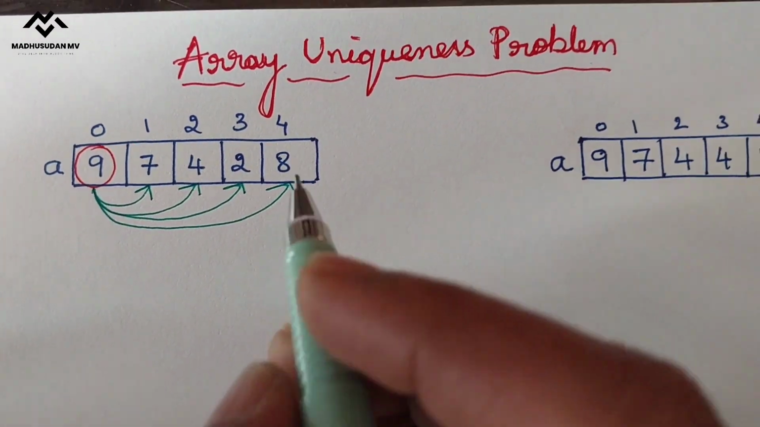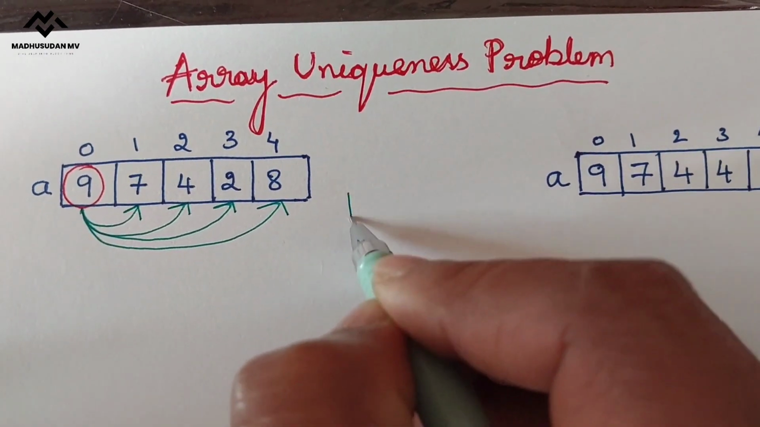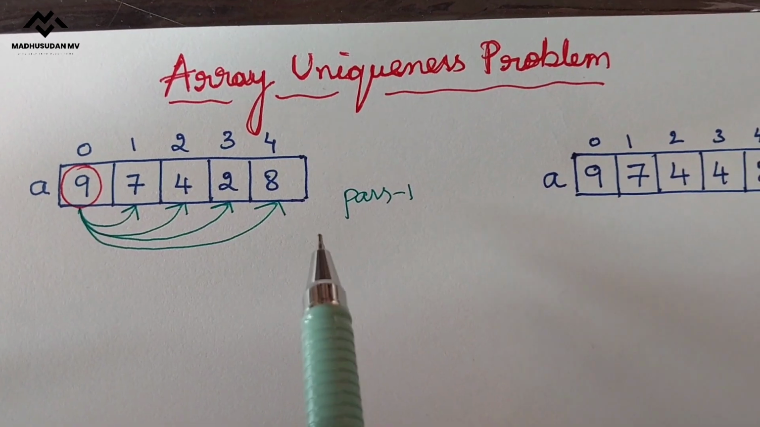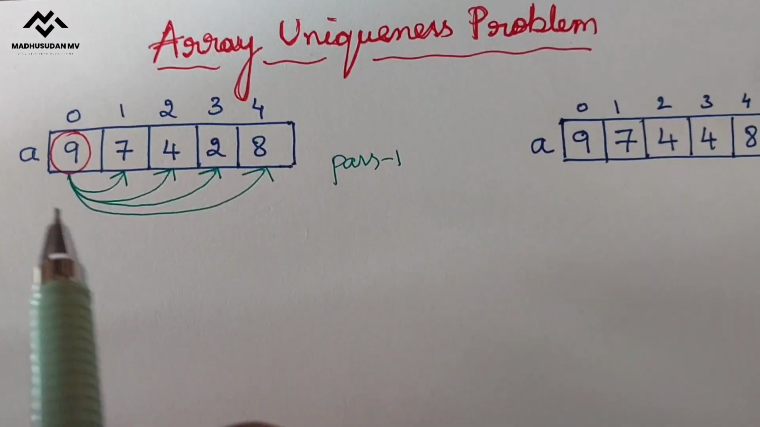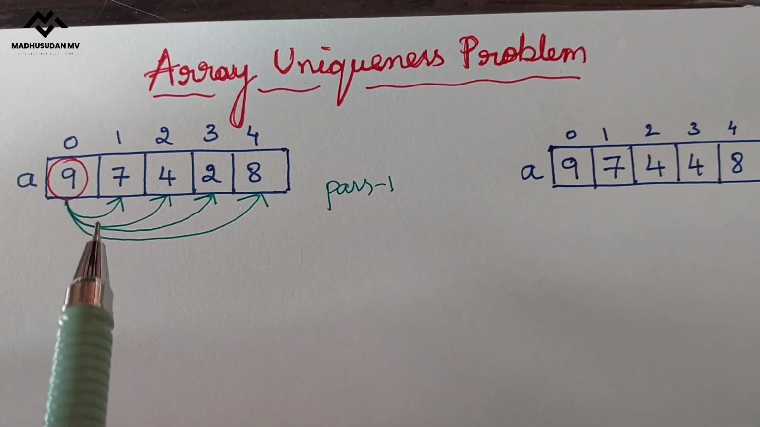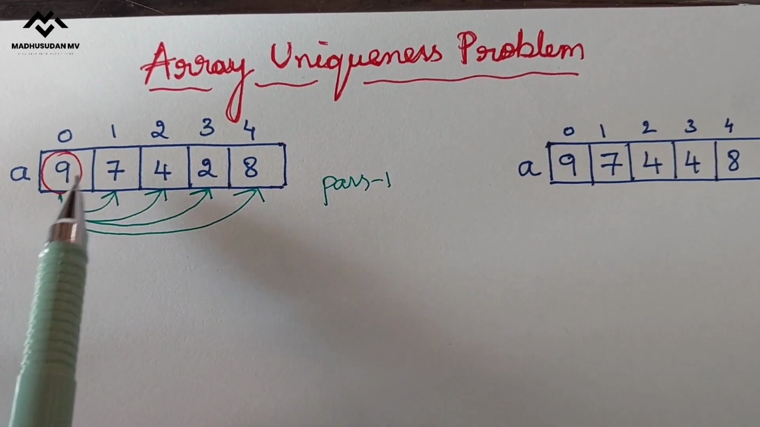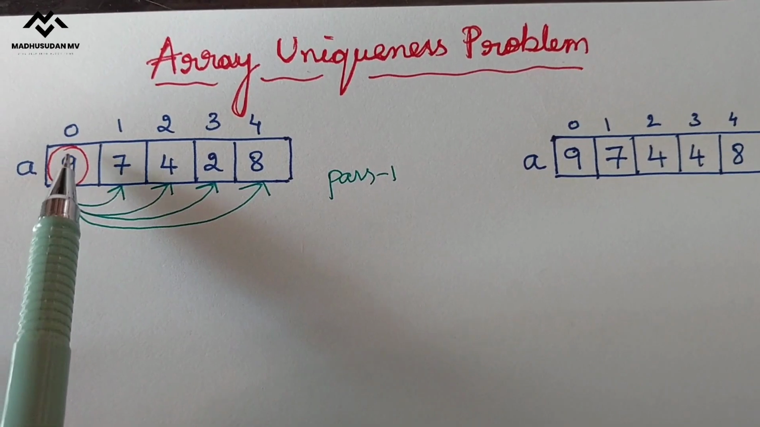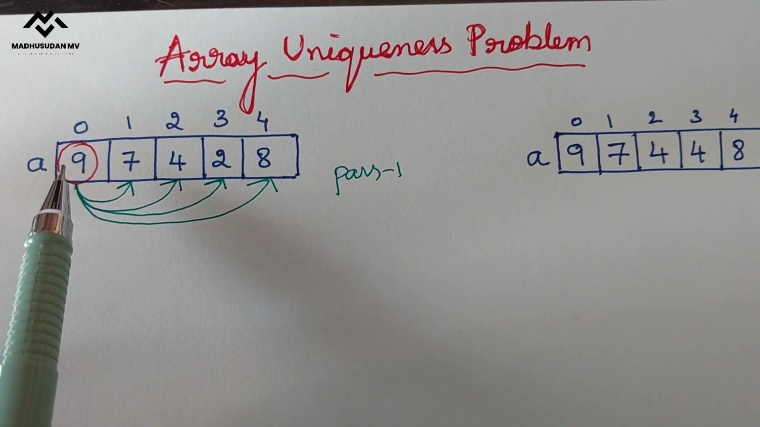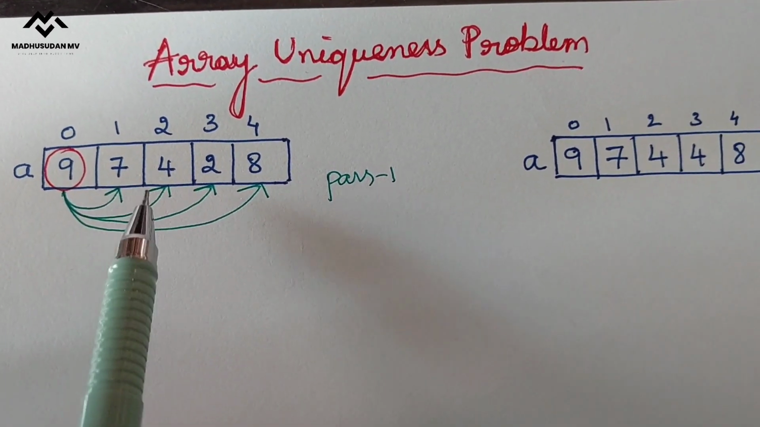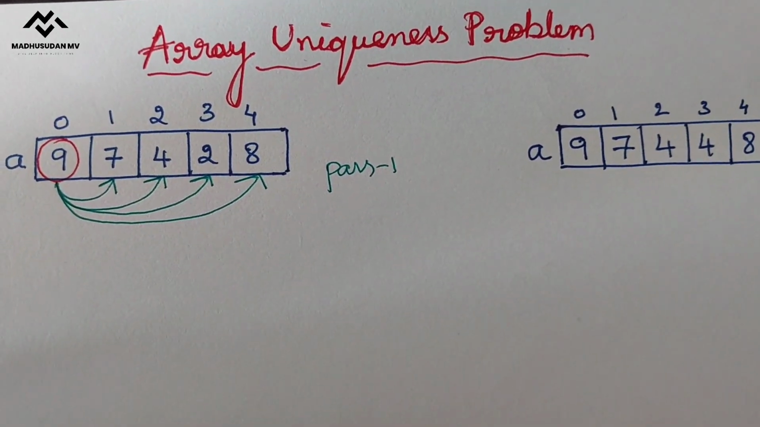So this was the first pass, or round 1, or cycle 1, whatever you can call it. During pass 1, what we find out is that only the first element is unique. There is no duplicate element like the first one. That means the first element is unique. That's it. We don't know about the remaining ones, so now we need to check the remaining elements in the same way.